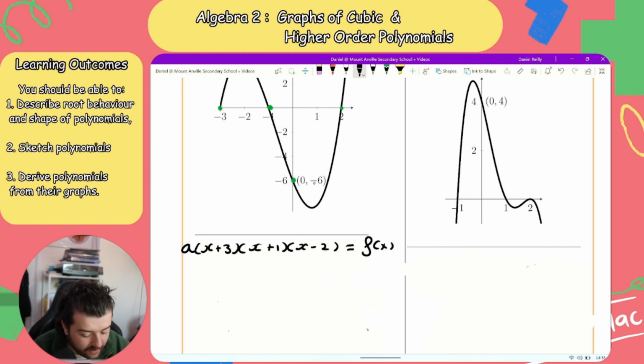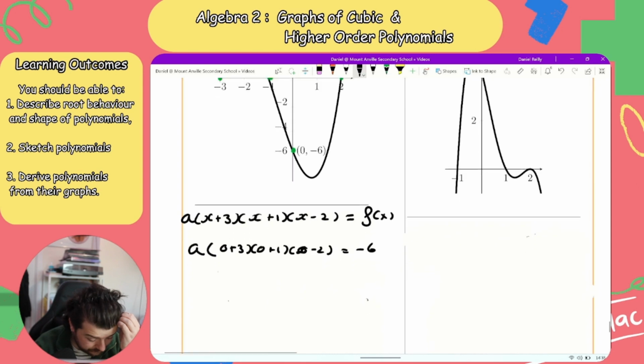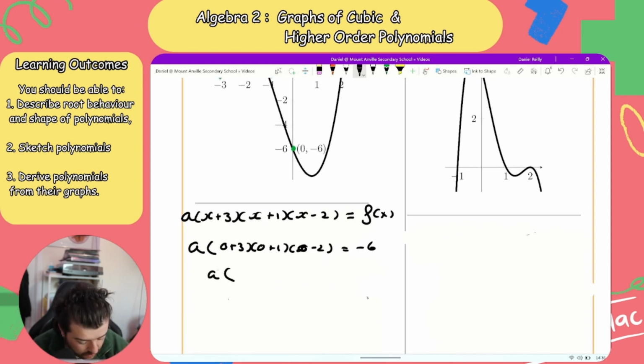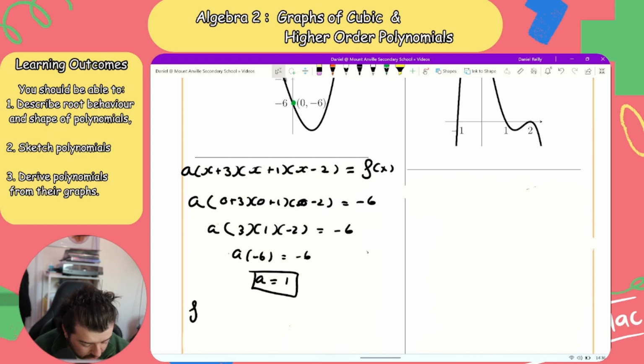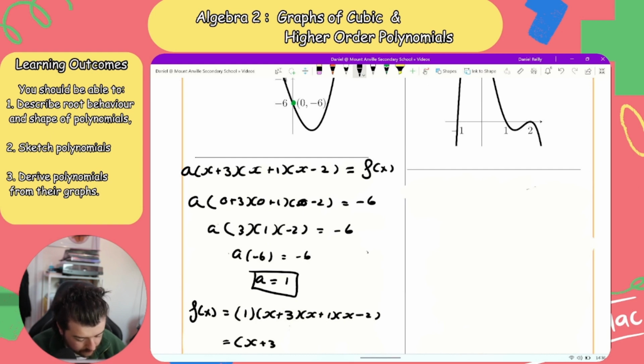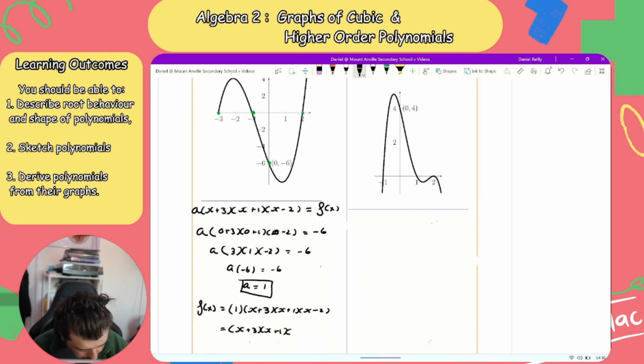Now what I do is I sub in 0, minus 6. When x is 0, my function is equal to minus 6. So minus 6 equals a times 0 plus 3, 0 plus 1, 0 minus 2. I have a times 3 times 1 times minus 2, which is a times minus 6 equals minus 6. So a is going to equal 1. So my function f(x) is just going to be equal to 1 times x plus 3 times x plus 1, x minus 2. We don't need to expand it unless it says so, but it's just easier to leave it in its factored form like this. Gorge.